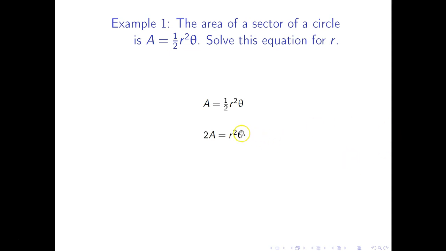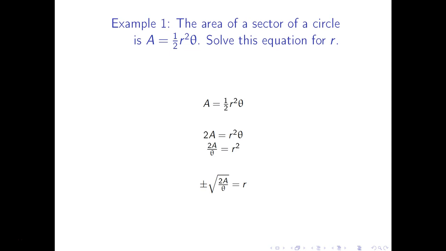This is the symbol of theta. So if I want to get this over here, the opposite of multiplication is division. So I divide both sides by theta, and I get 2a over theta equals r squared. That's pretty good. But now how do we finish getting r by itself? Well, the opposite of squaring a number is to take its square root. So r is equal to plus or minus the square root of 2a over theta.